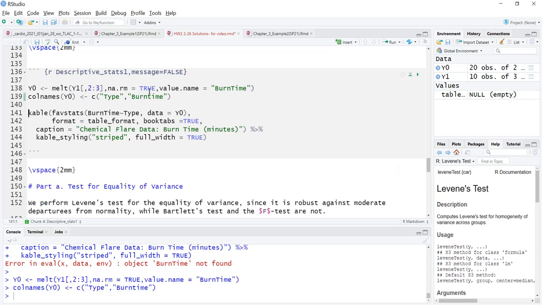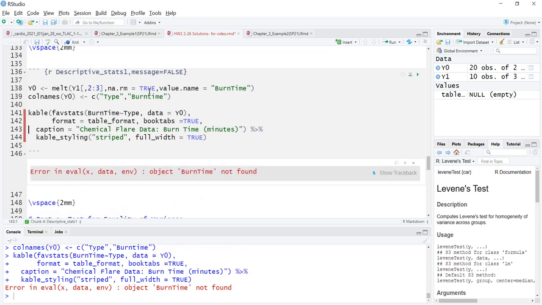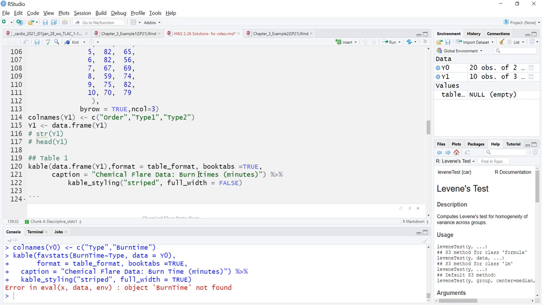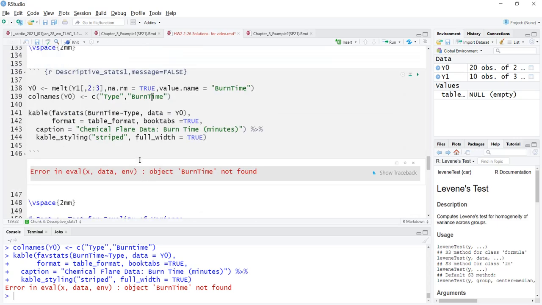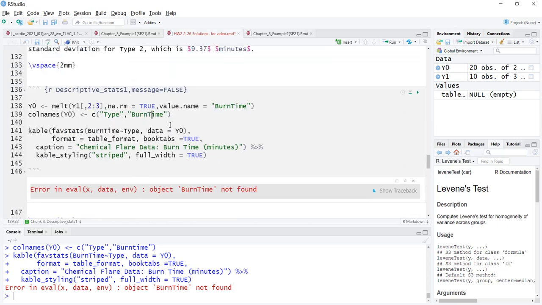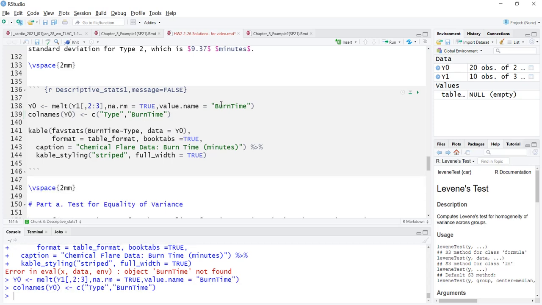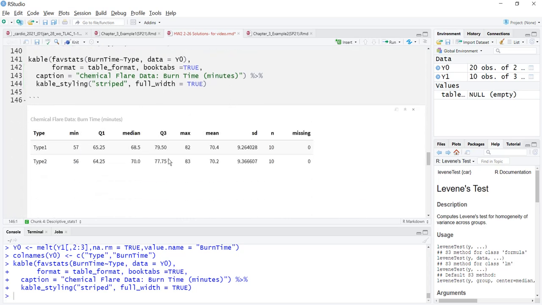Now, of course, that worked. And then I've got burn time by type, and it is telling me that burn time is not found. Because I did this, but in my data, BURN, so I need to make sure that everything is capitalized correctly. If I don't have the right capitalization, it doesn't know what to do. So there we go. Now everything is type 1, type 2.